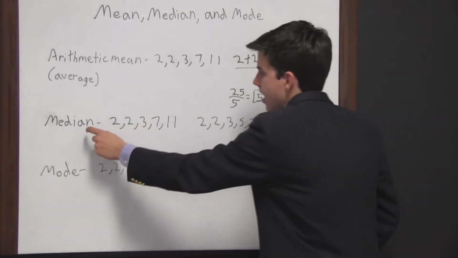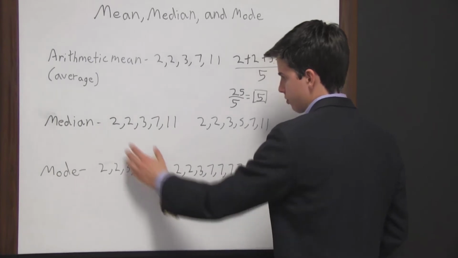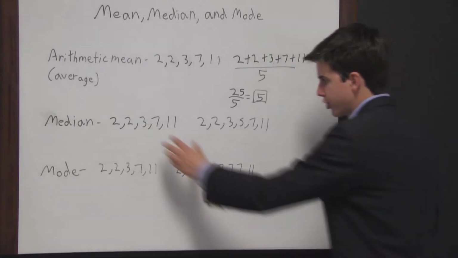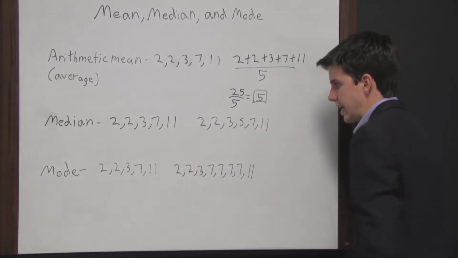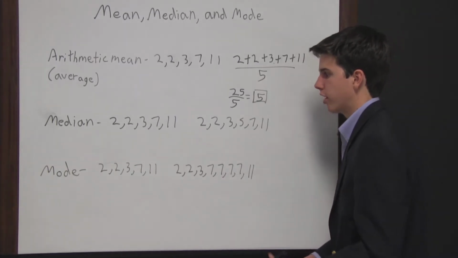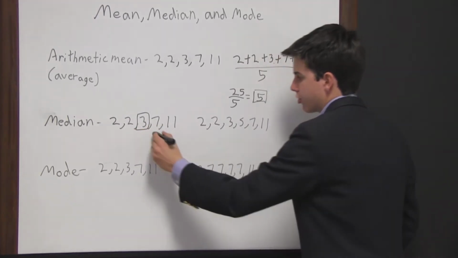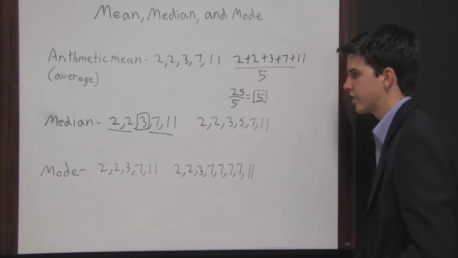The median is the middle number in a string of numbers. So for simplification purposes, we're going to call a string of numbers like this a string. So in this string, you have 5 numbers. The numbers 2, 2, 3, 7, and 11. Since there's 5 numbers here, the median or middle number is going to be the third number in the row. So we see 1, 2, 3. See, there's 2 numbers to the right of 3 and 2 numbers to the left of 3, so 3 is in the middle. It's the median.